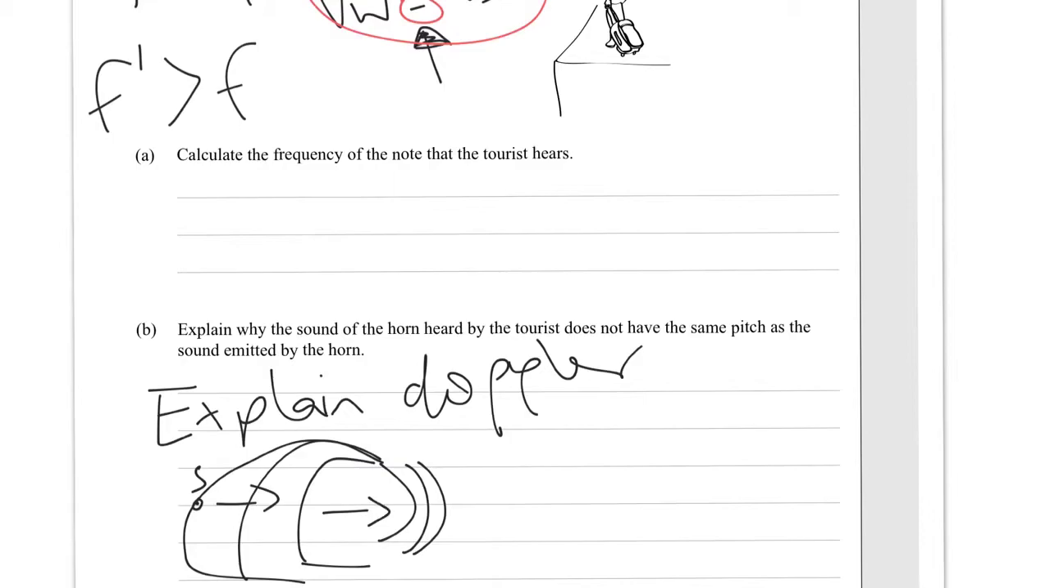So as the source is moving in this direction, a wave is released, and the source moves closer to where that wave is than if it was stationary. It releases a wave front here rather than here, so that you end up with a bunching effect in the direction of the motion. You can explain that in as much detail as you need. That shortened wavelength results in a higher pitch or higher frequency.